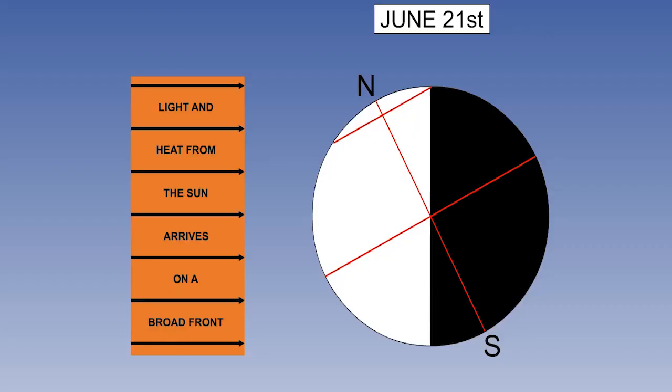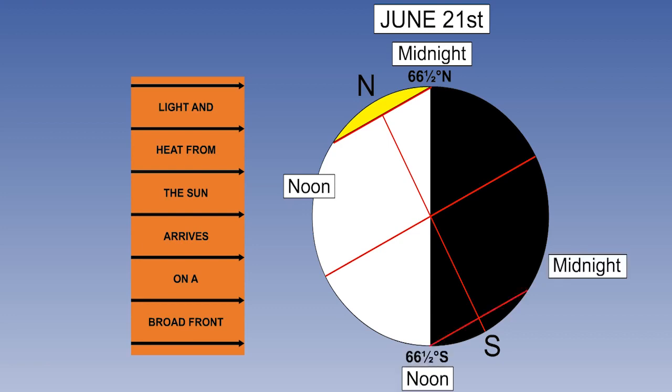One of the consequences of these changes in declination is the phenomenon of midnight sun at high latitudes at certain times of the year. Consider the latitude of 66½ degrees north on June the 21st. The meridian facing the Sun is experiencing local noon. Local midnight occurs at its anti-meridian. Everywhere north of this latitude is in sunlight for a whole day. Similarly, everywhere south of 66½ degrees south is in darkness for a whole day.